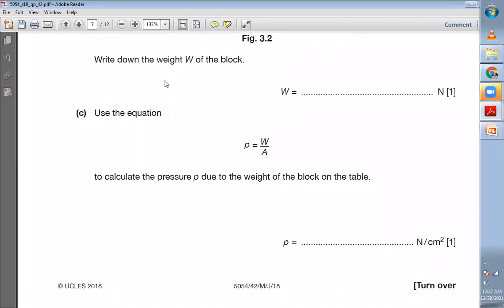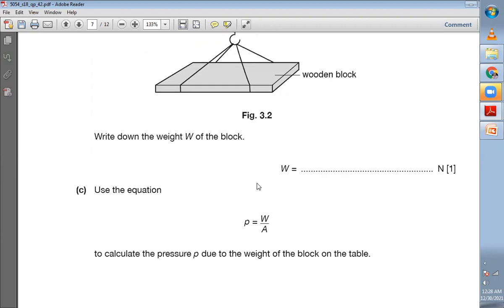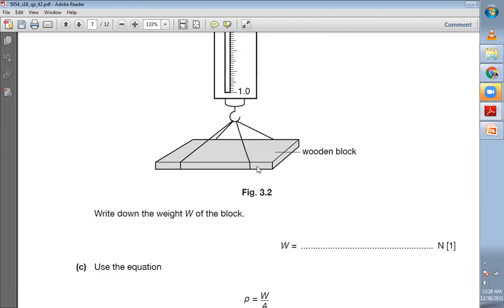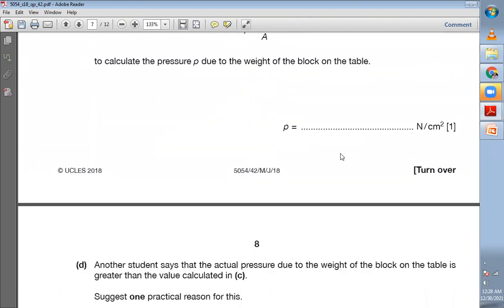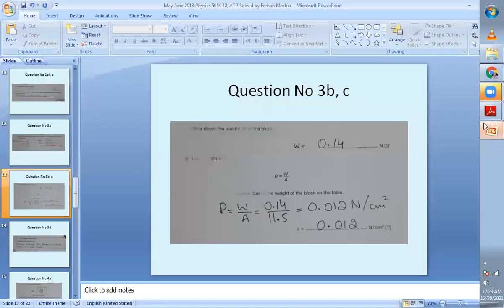That's the part which we have done. So use the equation. Density is equal to, this is called rho, this is for the density. Density is equal to weight divided by, no, sorry, this is pressure. Use the equation, pressure is equal to weight divided by area, to calculate the pressure P due to the weight of the block on the table. So weight divided by area, so you see Newton per centimeter square. The area will be in centimeter square. So take the weight from here and divide by the area. Area is that area which you just calculated. So you will be able to find out this answer, okay? So let me show you.